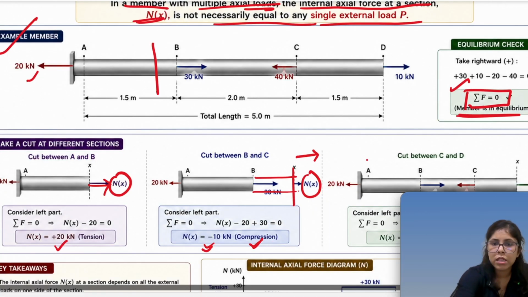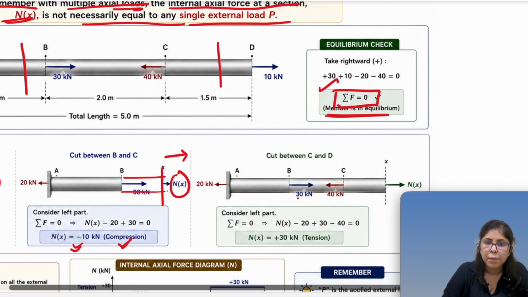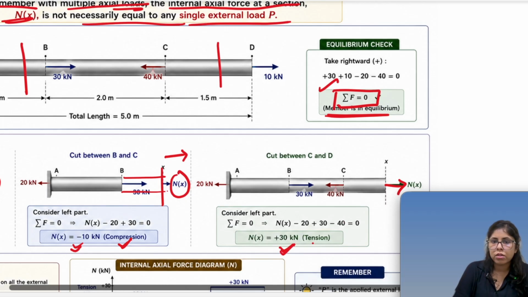Now if I make a cut at this position, we have 20, 30, 40. If I add, this is plus 30 minus 40 minus 20, it came as minus 30, which will go on that side and become plus 30. That means the assumed direction is the same as the final answer. So it is in tension.